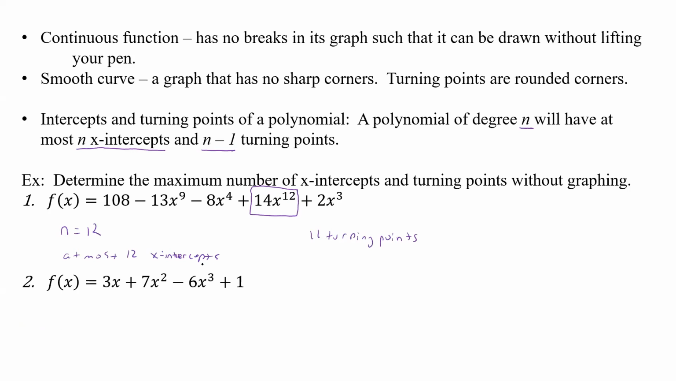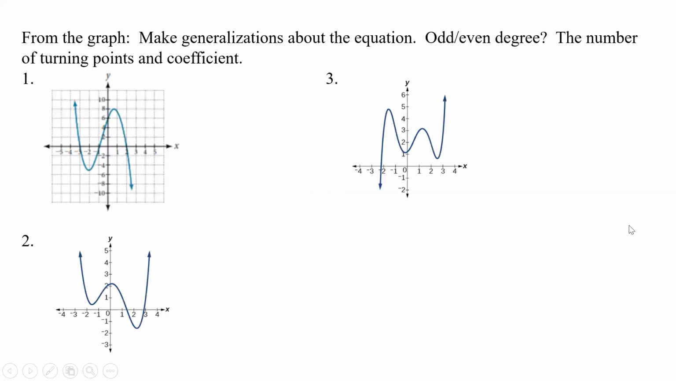So again, looking at the next one, they don't put it in the right order, and so this really should be our leading term and leading coefficient. And so here n is equal to 3, so we have at most 3 x-intercepts, and then that gives us 2 turning points. Okay. So that's another thing that we can use eventually to help us draw these graphs of the function, just given the function and without actually using our calculator. So that's going to be useful for the next pieces.